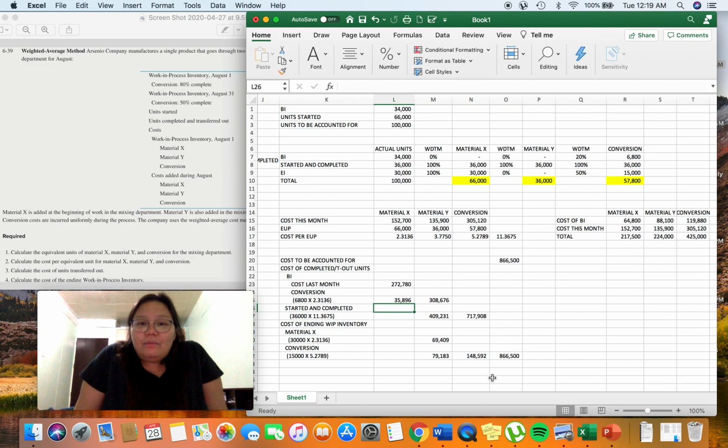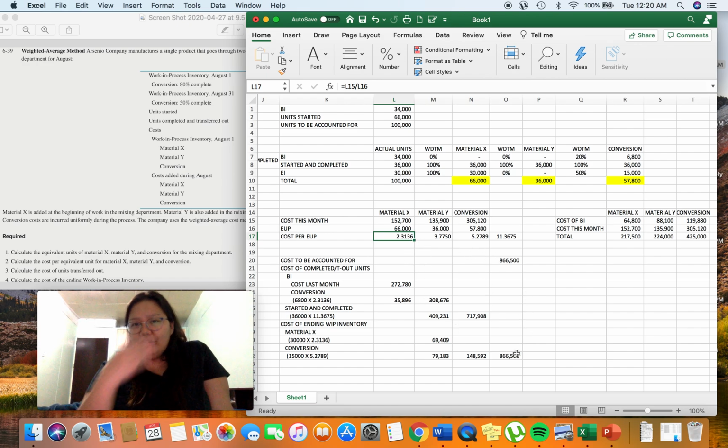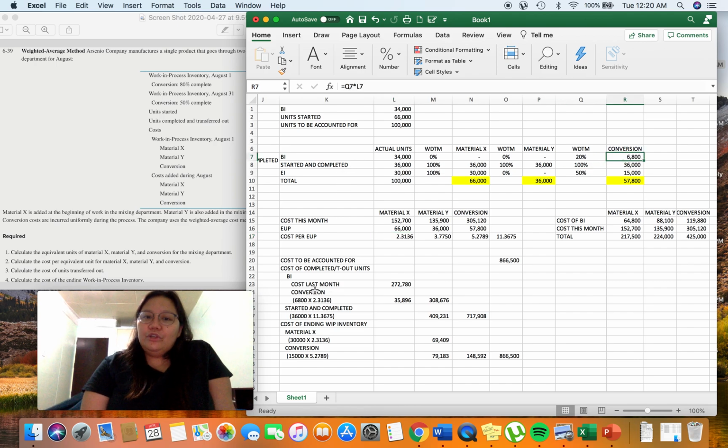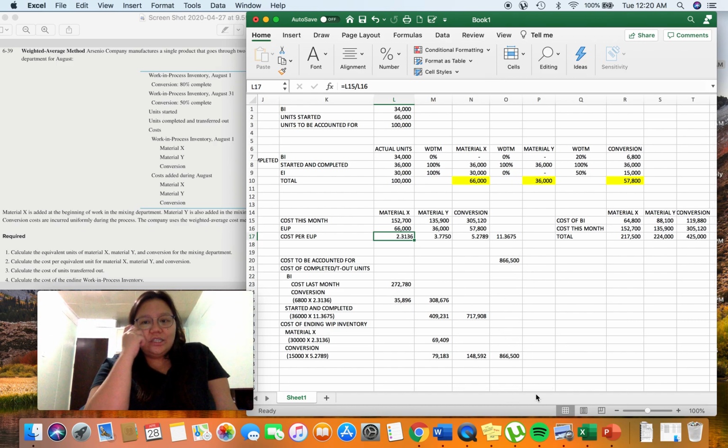O yan, pantay na siya. Okay, sabi ko na may mali. So, yun yung naging error ko. Okay. Sige. So, again, hindi lang siya pumantay kanina. Medyo malaki yung discrepancy because I have multiplied the EUP for the beginning inventory units for conversion by the cost per EUP for material X. Siyempre, dapat conversion din, di ba? So, yan. Pantay naman siya at 866,500. So, there. That is FIFO.